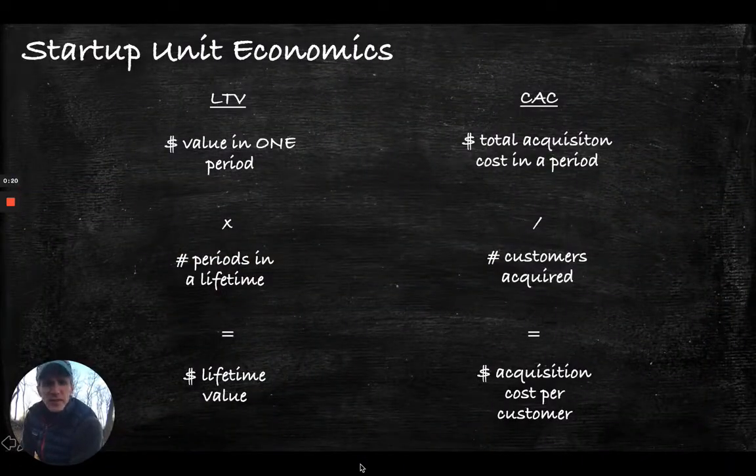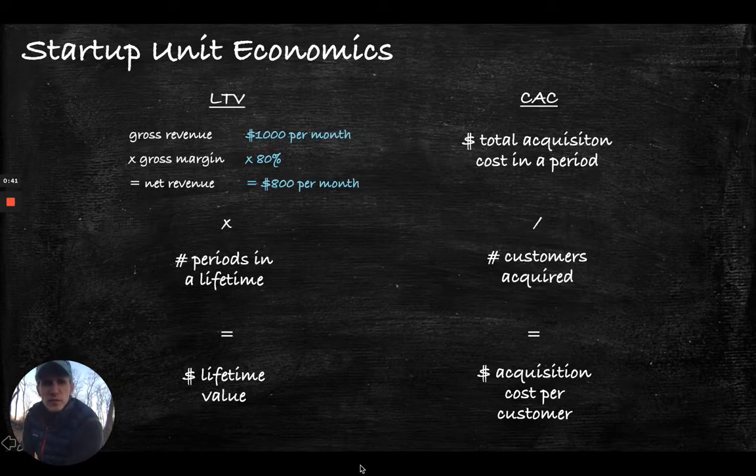So, how do you actually calculate these things? LTV is most often calculated by looking at the value of a customer in one period and then multiplying by how many periods you keep them for. CAC, on the other hand, is most often calculated by looking at the total expenditures of your company on acquisition in a given period, divided by how many customers you got for those expenditures. So let's step through this with an example.